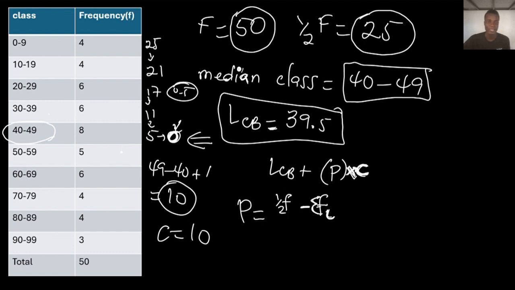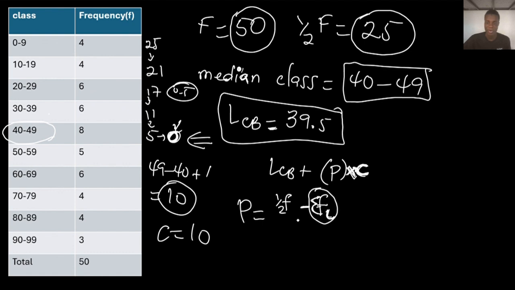So if you look at our table here, our median class is 40 to 49. The frequency of this particular class is just 8. But the frequency of all the classes before our median class, that's what we are talking about. The sum of all that is 6 plus 6 plus 4 plus 4, right? About 20. Yes, so that's what we are referring to as the sum of all the frequencies of the lower classes.